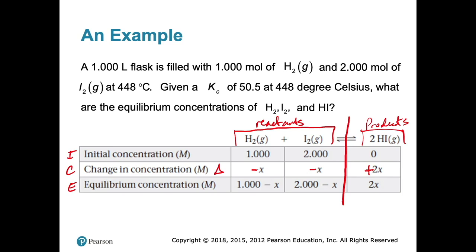And then what that means at the end of it all is that the equilibrium concentrations can be solved using these equations, quote unquote. The equilibrium concentration for hydrogen gas is going to be 1 minus X, which is the initial minus the X. And then iodine gas will be 2 minus X, which is the initial minus X.